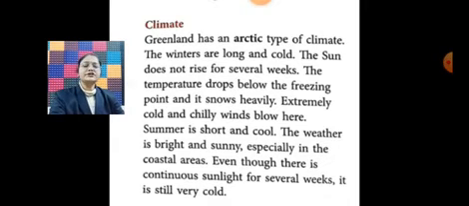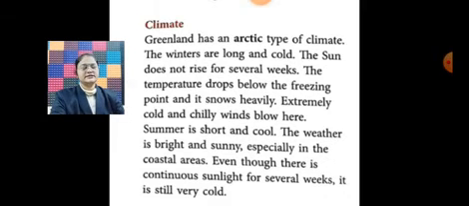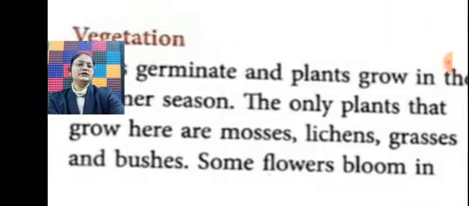Summers are very short and cool. Summers बहुत short and cool होते हैं. The weather is bright and sunny, especially in the coastal area. Coastal area का weather is very bright and sunny, even though there is continuous sunlight for several weeks. गर्मी के टाइम यहाँ पर continuous sunlight होती है for several weeks, कई हफ्ते तक. It is still very cold. सूरज चमकता तो है, but still it is cold. ठंड तो होती ही है.